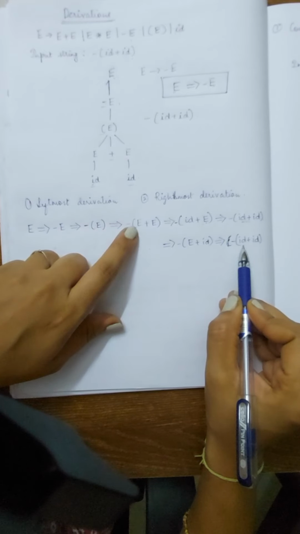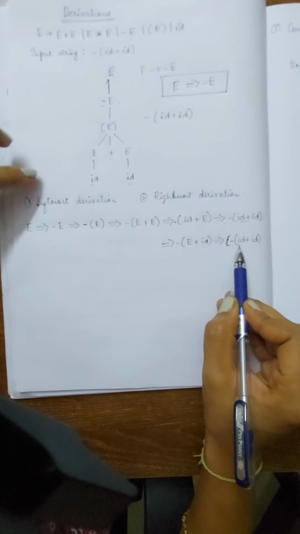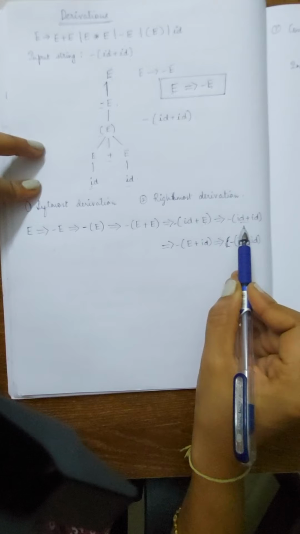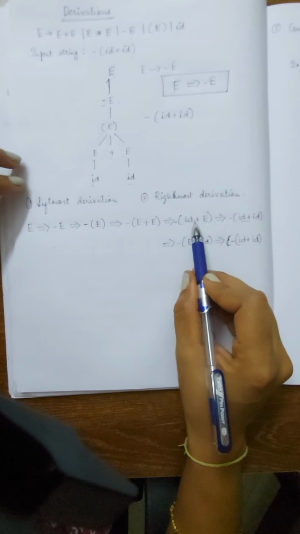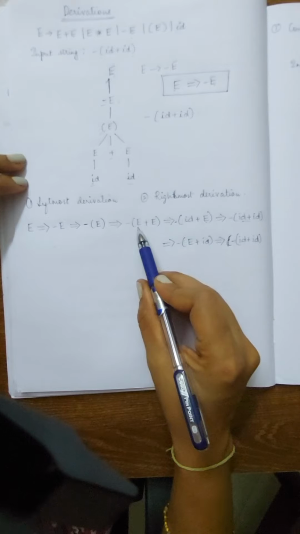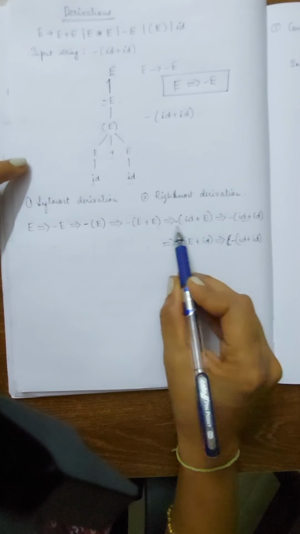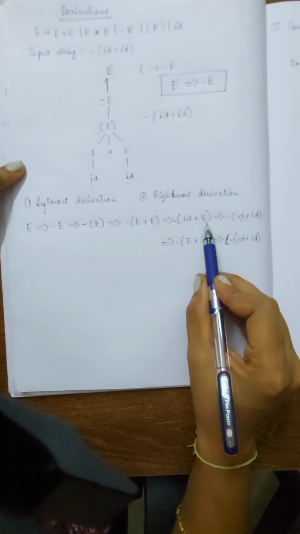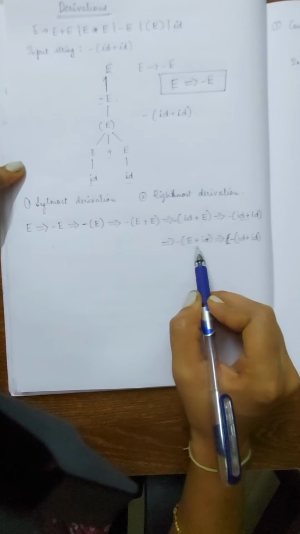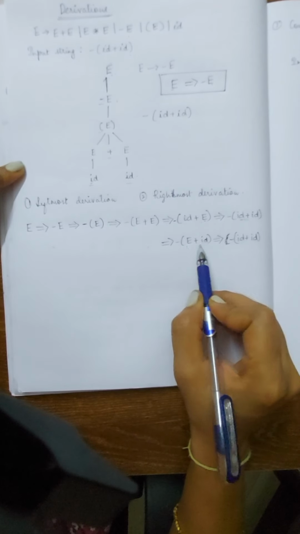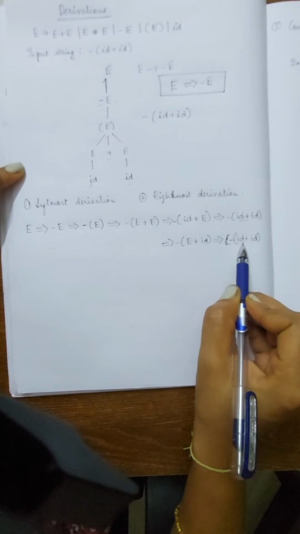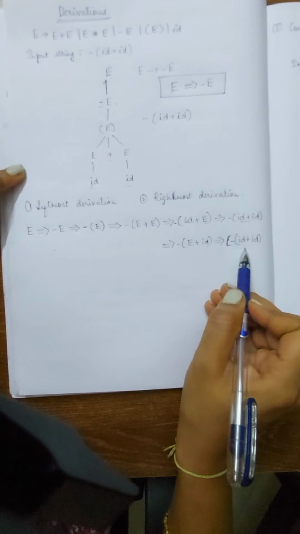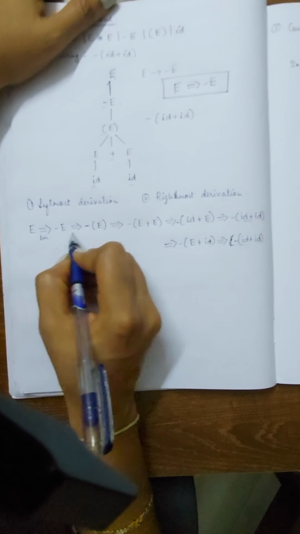So looking into this, we can say that there are two types of derivations, leftmost derivation and rightmost derivation. In the first derivation, we have replaced the non-terminal from the left side. The first left non-terminal is replaced, followed by the next left non-terminal. Over here the first right non-terminal is replaced, followed by the next right non-terminal. So this is the leftmost derivation and this is the rightmost derivation.